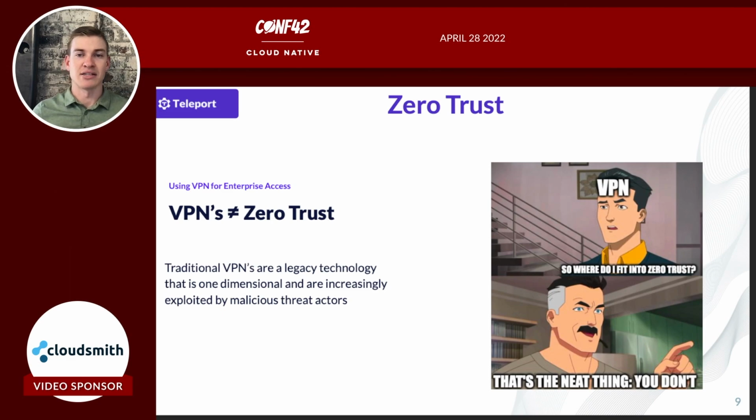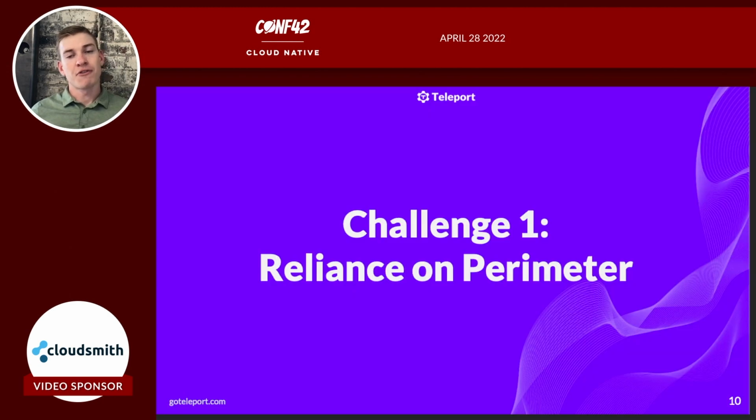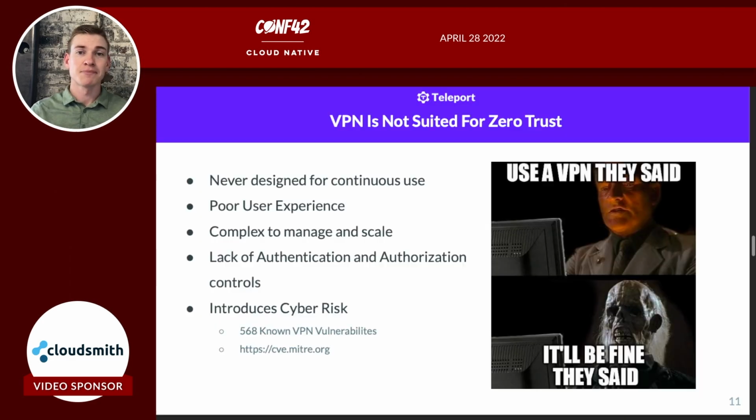So legacy access technologies, such as traditional VPNs, were never designed, or they're definitely not equipped to take on these responsibilities. While encrypted tunnels and access through encrypted tunnels used to be synonymous with security, this is no longer the case. So the first challenge that Zero Trust takes on is this over-reliance on the security perimeter and the technologies associated, such as VPNs. VPNs were never designed, first off, for continuous use.